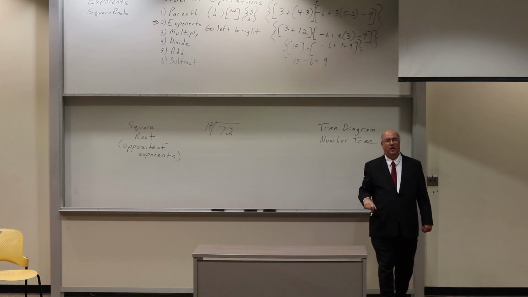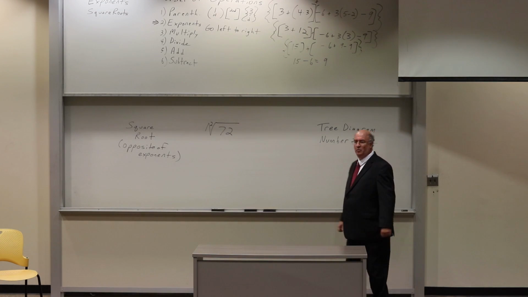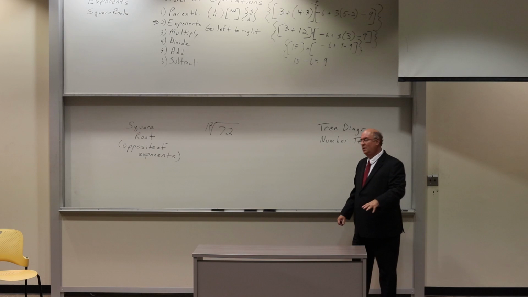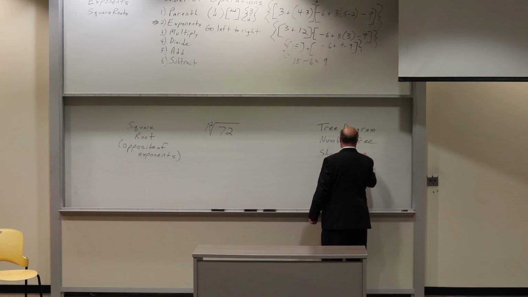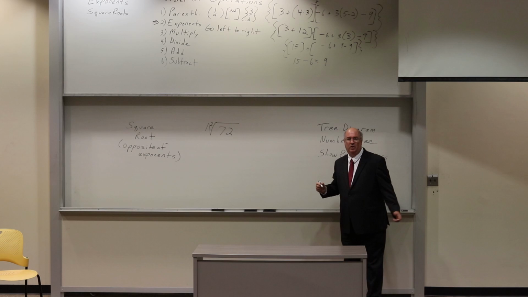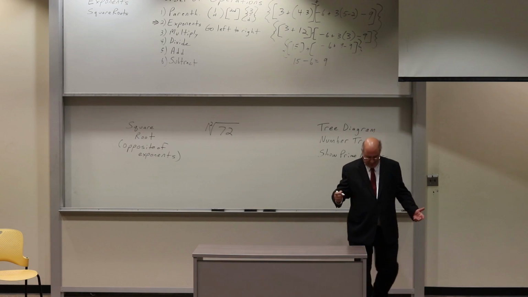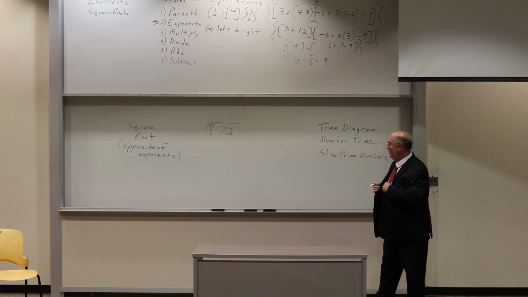We can use a tree diagram, also known as a number tree. They show the bigger number, and then they show the prime numbers. Okay, why does that matter? The prime. Why does it matter? Well, there's a few reasons why it matters.